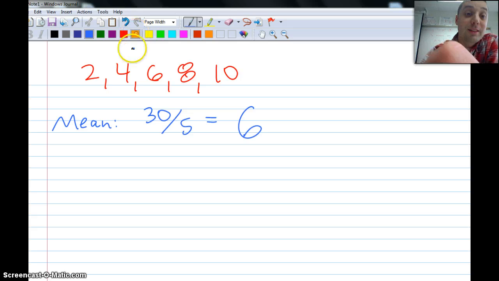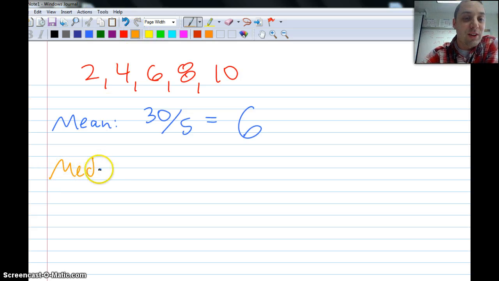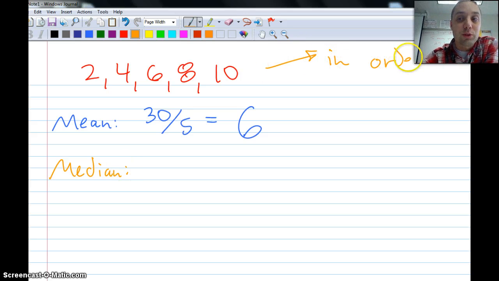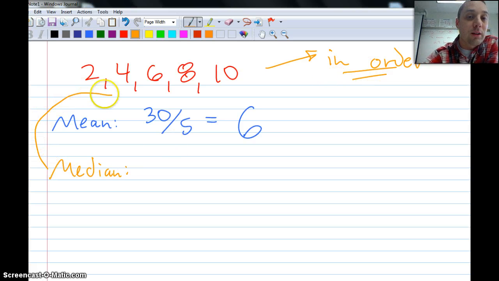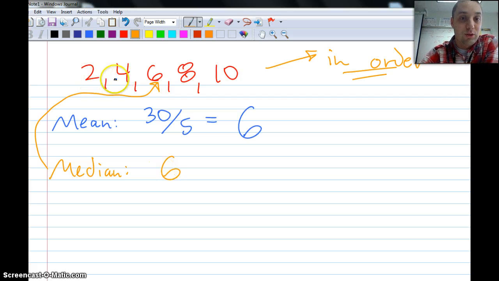The median is really easy to find once the numbers are in order. So they've got to be in order. I'm going to just jot that down off to the side so you remember that. They've got to be in order. The median is the middle number. This one's perfect. It's got an exact median of 6, right? There's 2 that are smaller, there's 2 that are bigger. Right on the dot at 6.